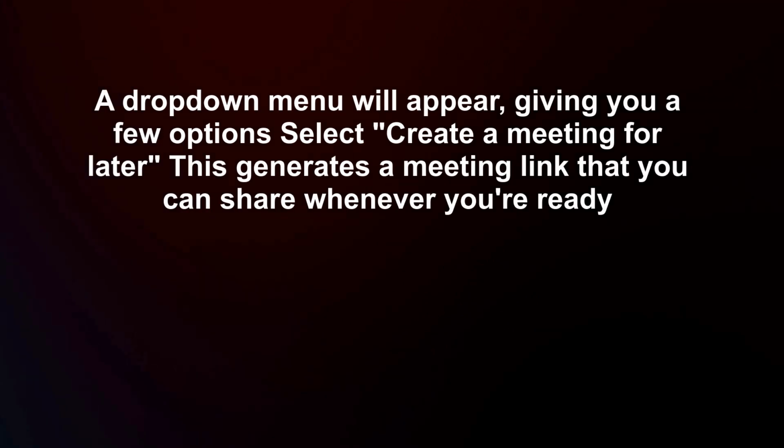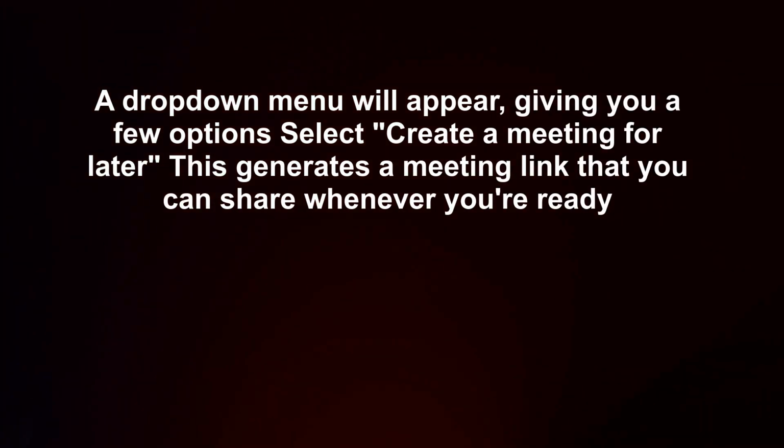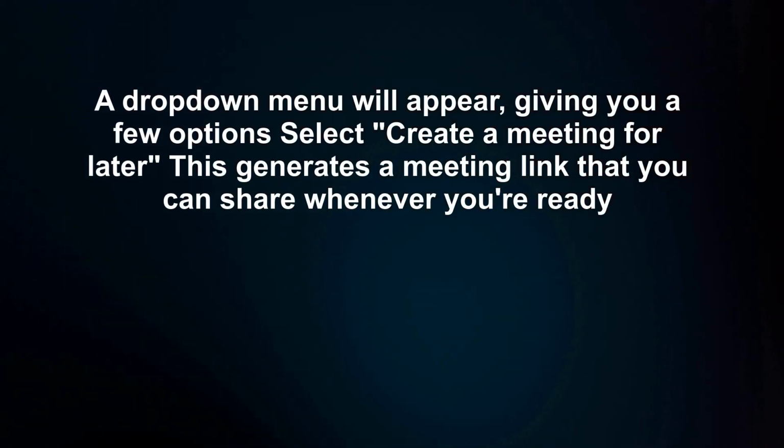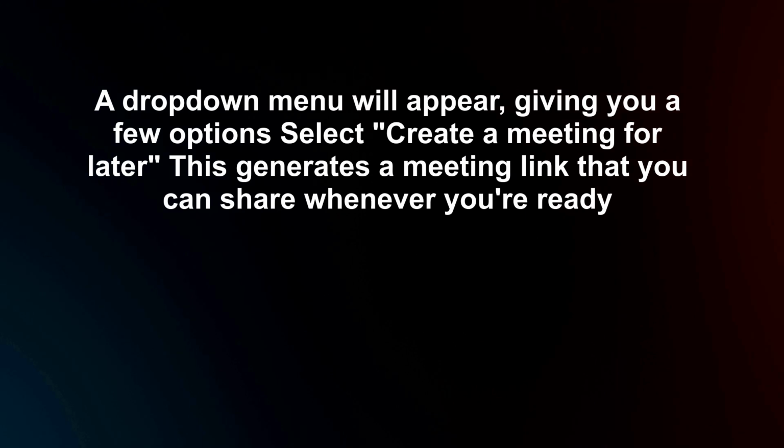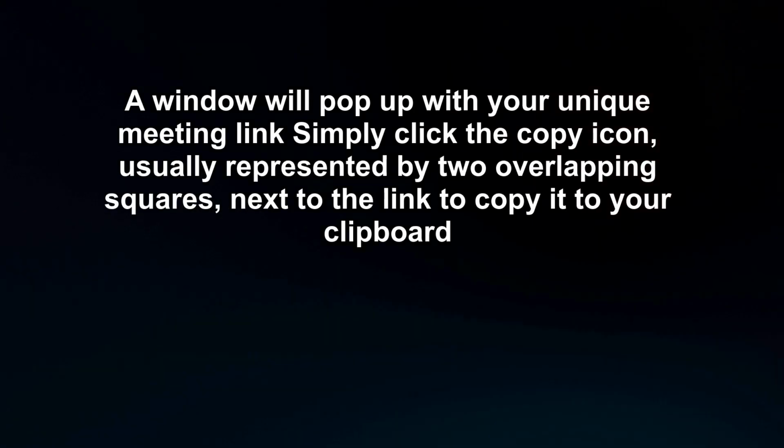Click on it. A drop-down menu will appear, giving you a few options. Select Create a Meeting for Later. This generates a meeting link that you can share whenever you're ready. A window will pop up with your unique meeting link.